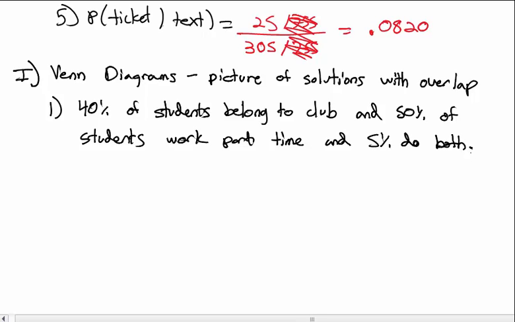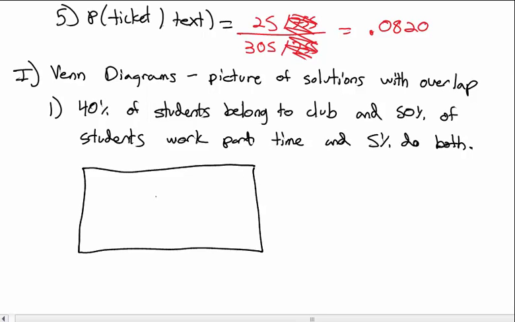And we might ask some probability questions. We're going to ask, what's the probability that you are in a club or you work part-time? Or what's the probability that you do neither the club nor part-time? What's going to help us visualize this is a Venn diagram, which is a rectangular space with two overlapping circles, sometimes more, that represent the information. The first circle is going to be our club, and the second circle is going to be our working part-time.